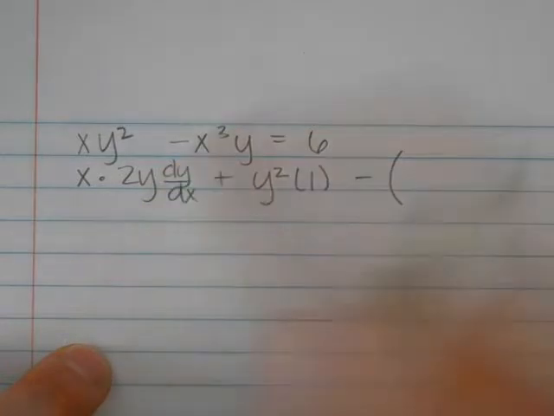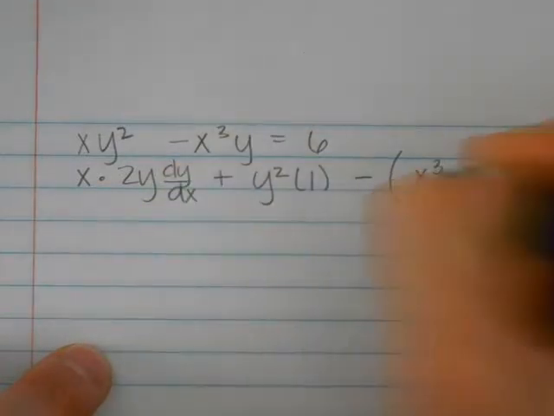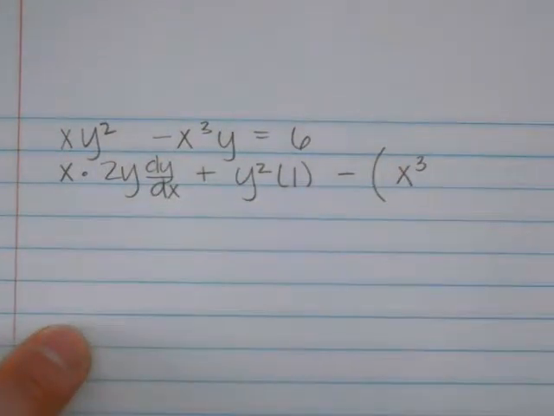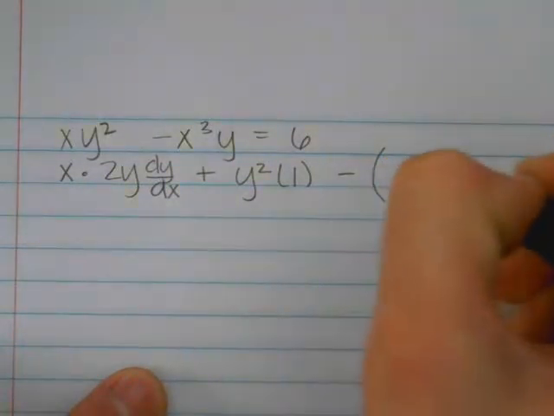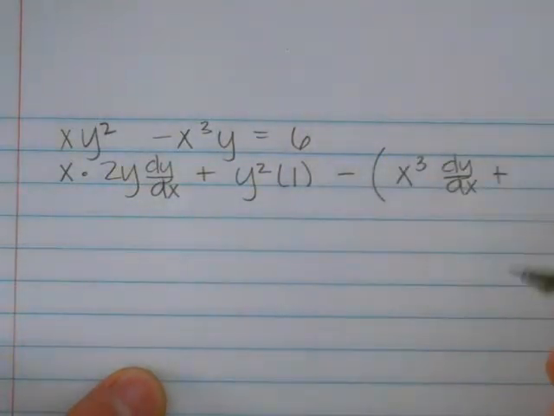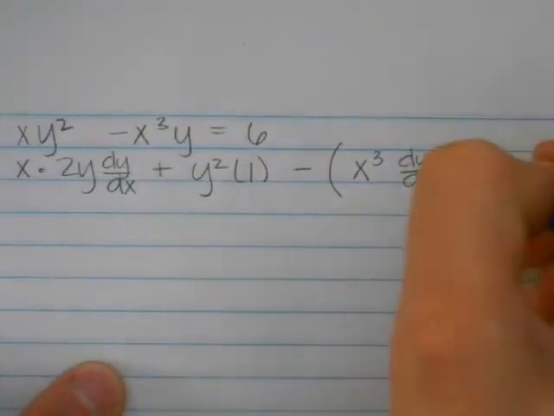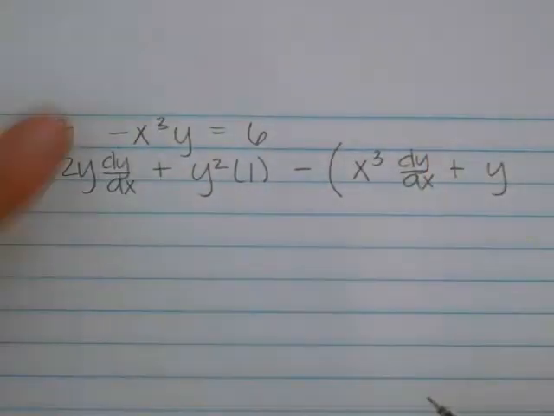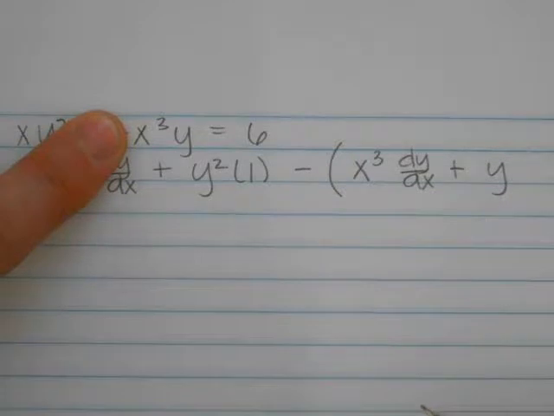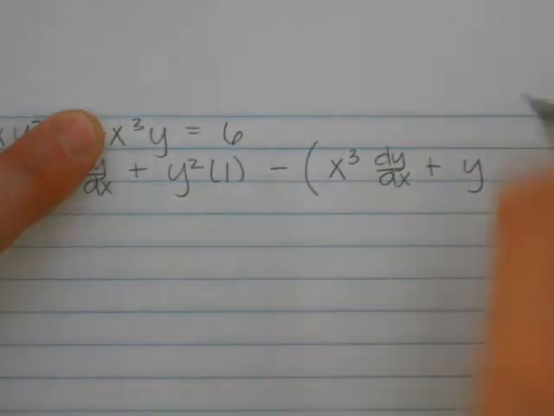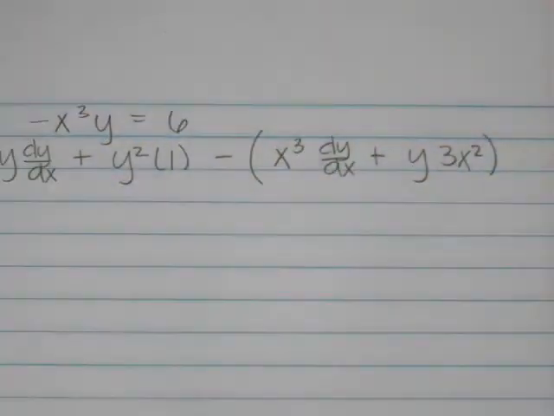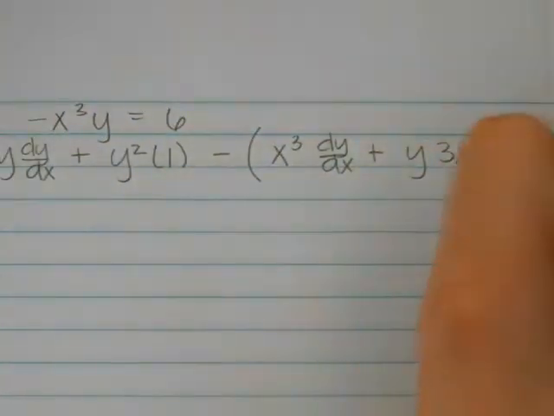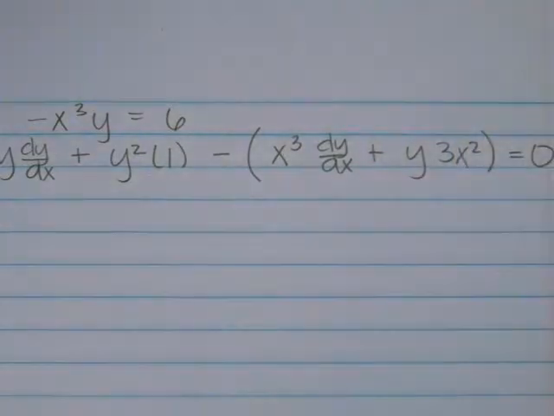So the first times the derivative of the second. So there's my first one. What's the derivative of the second one? dy dx plus the second y times the derivative of the first, and I'm dealing with the negative later. So 3x squared. All right. Equals, and what's the derivative of 6? 0. All right, what do we do with that stuff?